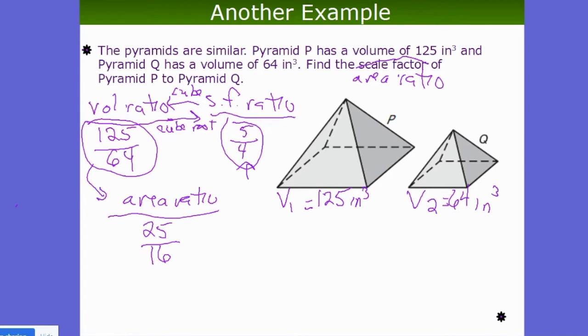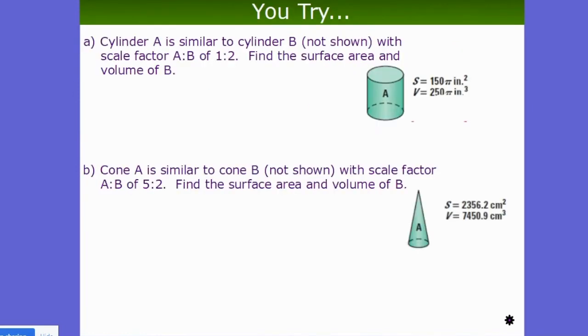They can be confusing. So my advice is if you have a volume ratio and you want an area ratio, or you have an area ratio and you want the volume ratio, go back to the scale factor ratio first, and then square it if you want an area ratio and cube it if you want a volume ratio. And really, that's all there is to this. It's just knowing which ratio to use and how to create those ratios.